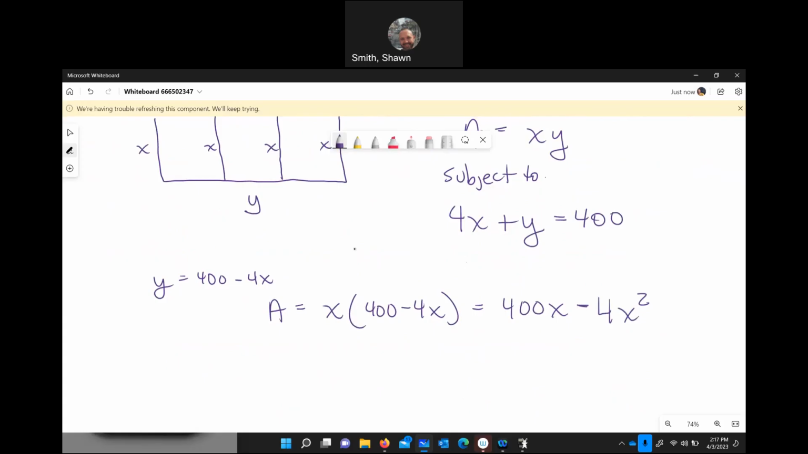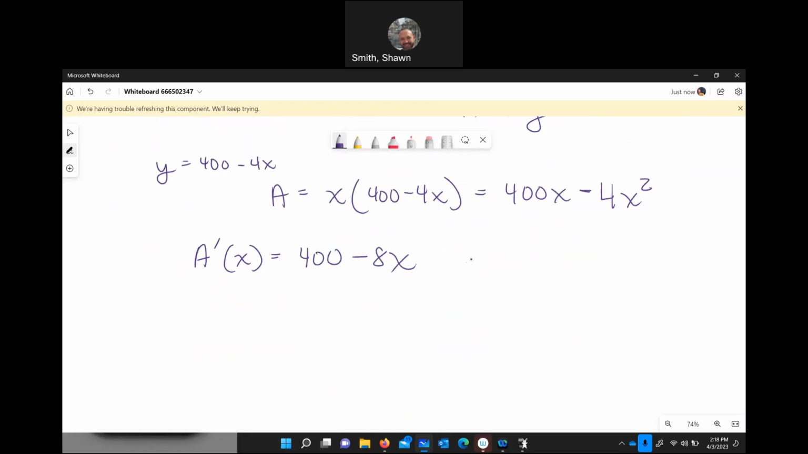See? Derivative. A prime of X, right? So the function is in terms of X, which would be 400 minus 8X. Set 0 equal to A prime. That gives critical points. 8X is 400, X is 50.